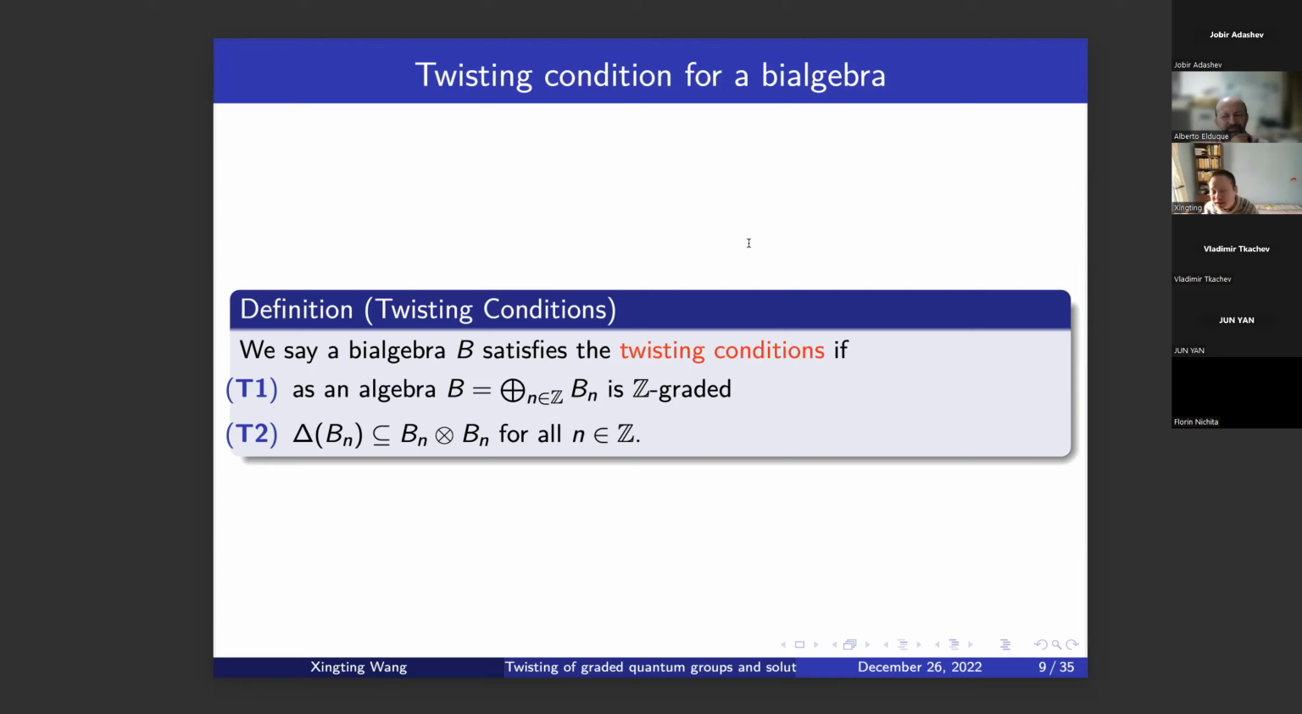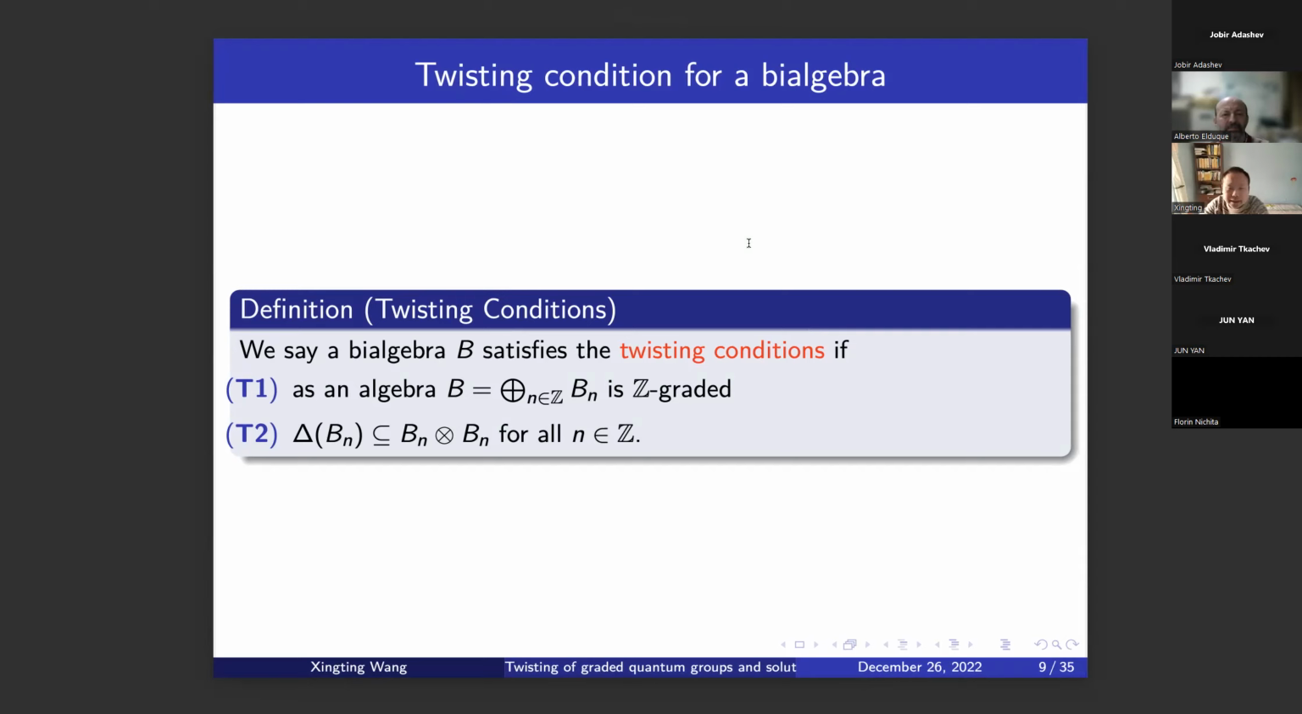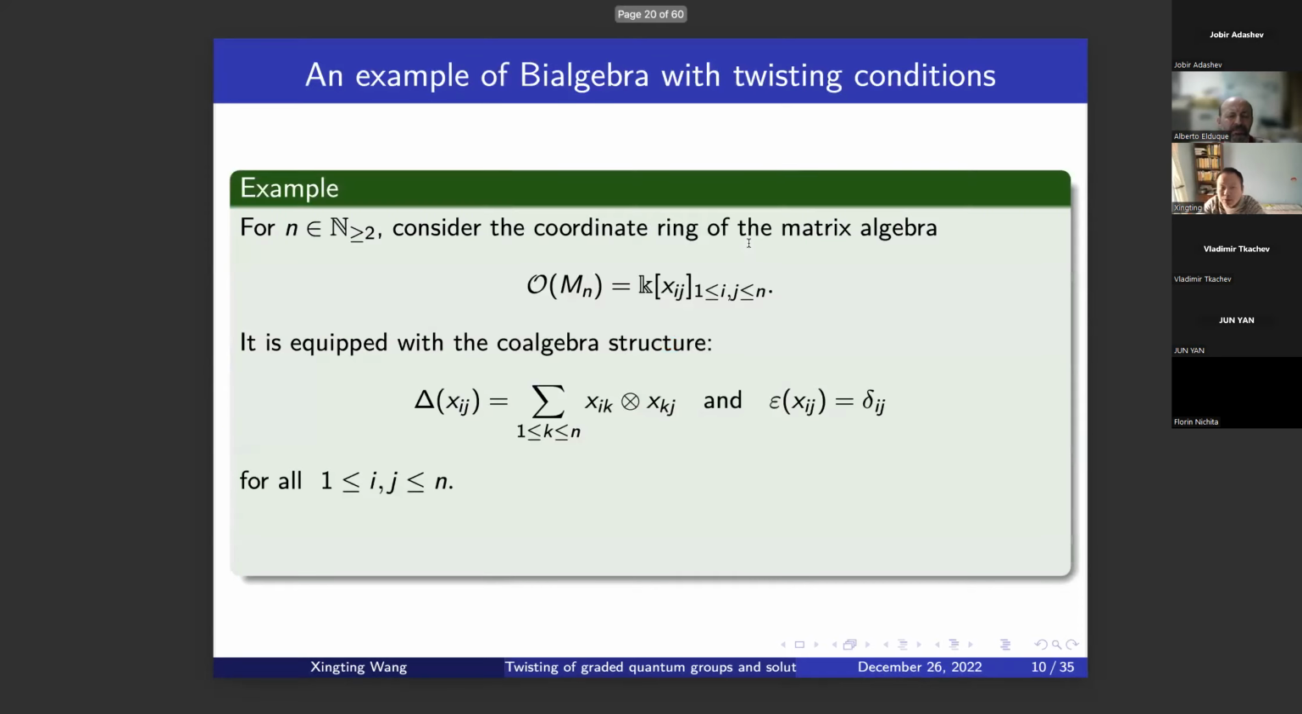And for this condition T2, we know that the bialgebra is not Z-graded as a bialgebra, because the T2 condition fails to keep the grading. It's just a diagonal map. Okay, so before I state a result which says that the twisting condition actually works for the Zhang twist to make a Hopf algebra again, maybe we should look at some very basic examples to support our definition. So let me look at a very easy example.